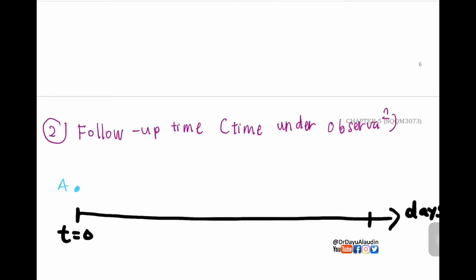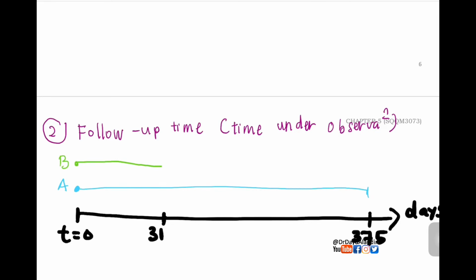A lived how many days? Until 375 days. So the longest one is subject A. However, B lived only 31 days. So B only lived from 0 to 31 days. This is how you draw for follow-up time or time under observation.